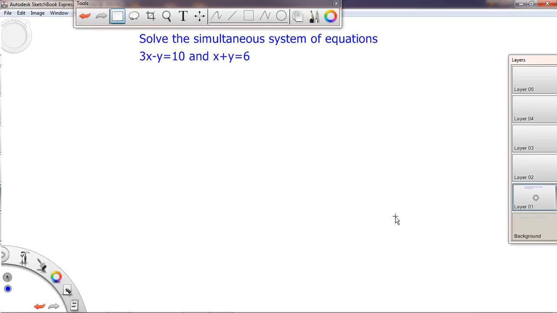Hey everybody, here's a little video that's going to help you with your homework tonight. In this assignment, you're going to be solving simultaneous systems of equations using the graphical method.